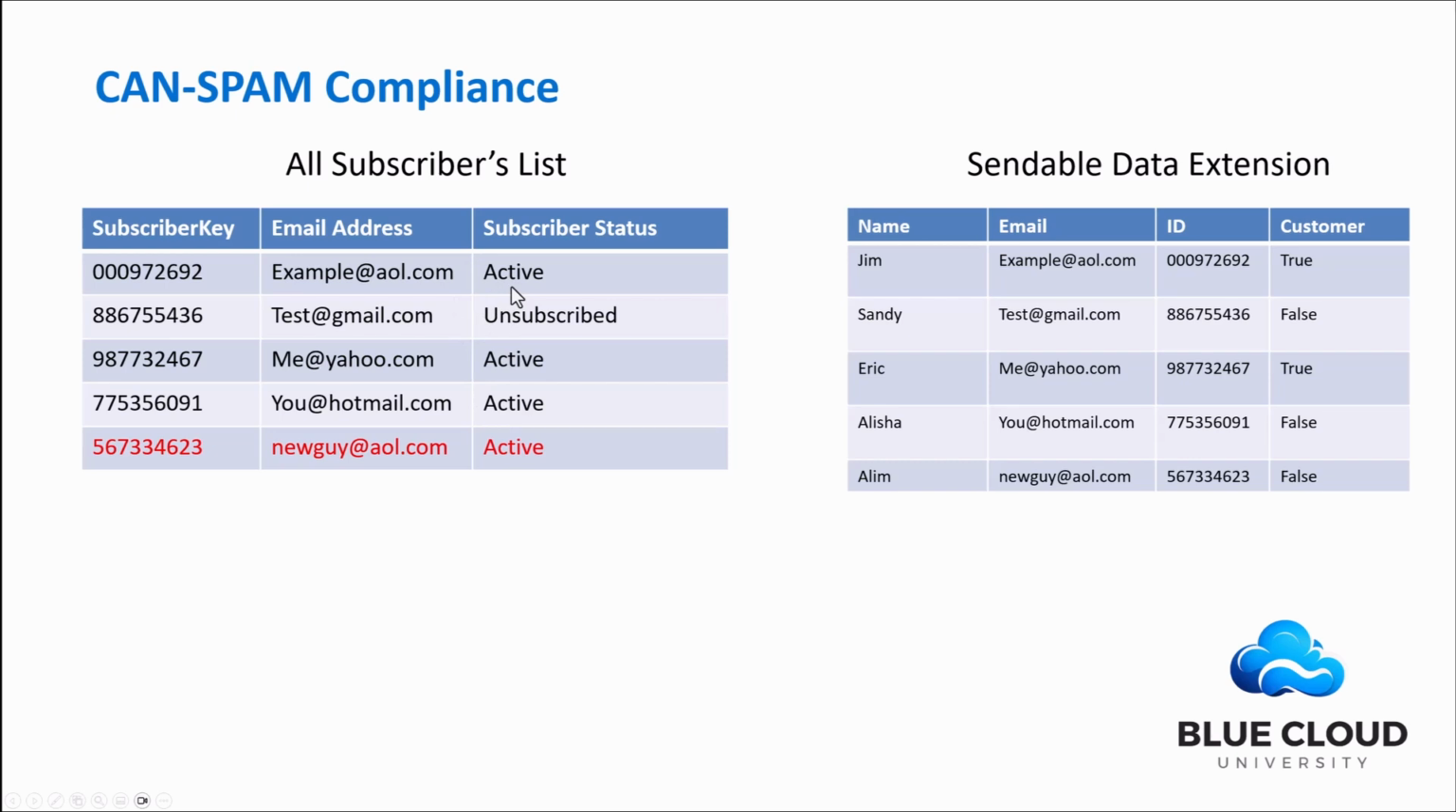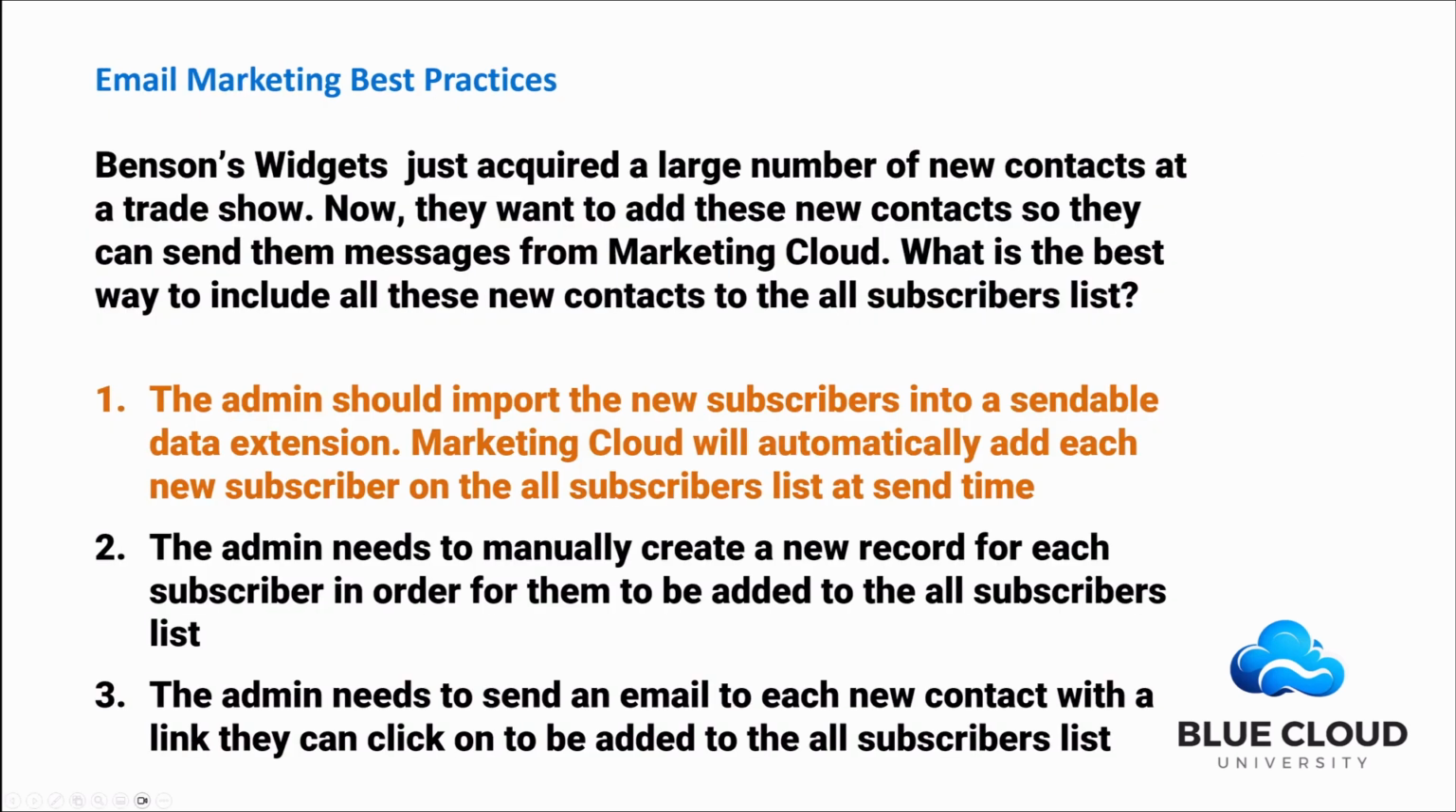If the person is not on the list, it's going to say, oh, you haven't been here before, welcome in. And it's going to bring over their ID, bring over their email address, and give them a new status of active. So now, every time we want to add people to our database, we simply do that, and when we send the email out to them, we look them up first. Not here, we're going to add you to our database, and now you are part of what we're doing. So getting back to our first answer, the admin should import the new subscribers into a sendable data extension. Marketing Cloud will automatically add each new subscriber on the all subscribers list at send time. Is a very viable answer.